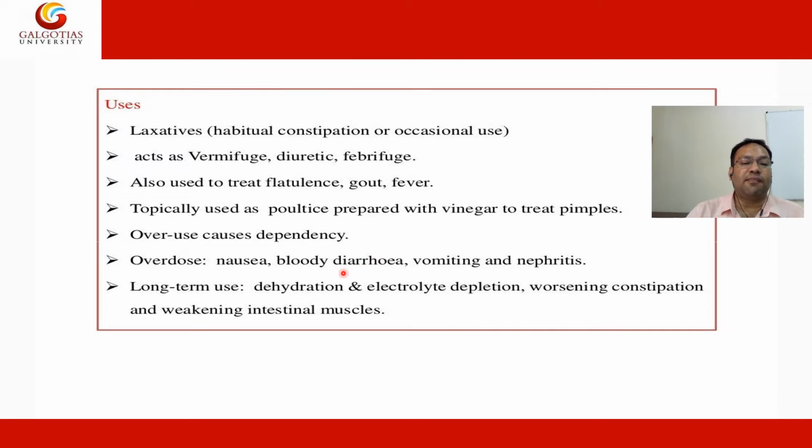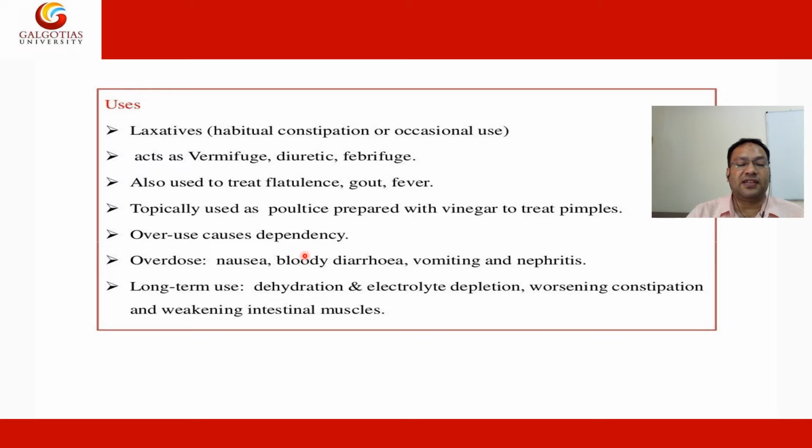Uses: it is very important. Basically it contains anthraquinone glycosides, so it is used as a laxative for habitual constipation or occasional use. It acts as a vermifuge, diuretic, febrifuge, and is also used to treat flatulence, gout, fever. Topically it is used as a poultice prepared with vinegar to treat pimples. Basically it is a new technique, a new treatment used in pimple treatment.